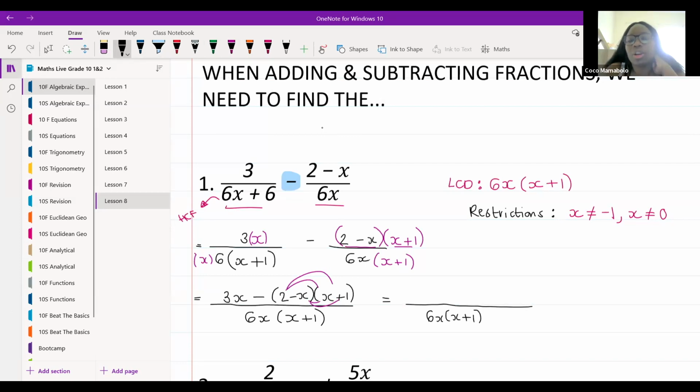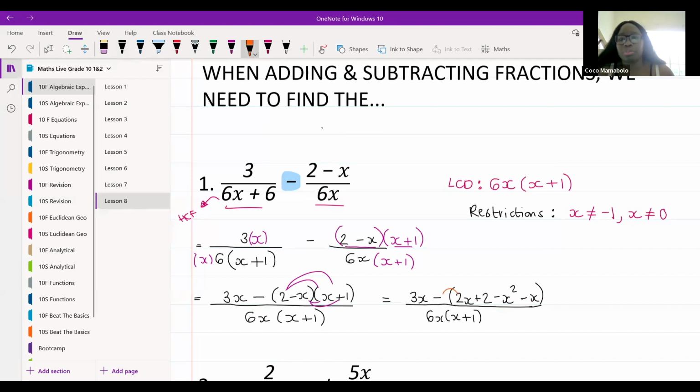Right? Then we're going to get 3x minus, and then I'm going to open a bracket again, because even after I FOIL, I still have to multiply the minus in. So I'm going to get 2 times x, that will give me 2x. 2 times 1 will give me plus 2. Negative x times x will give me minus x squared. And negative x times 1 will give me negative x. All right. I'm not done. I still have to multiply the negative in.